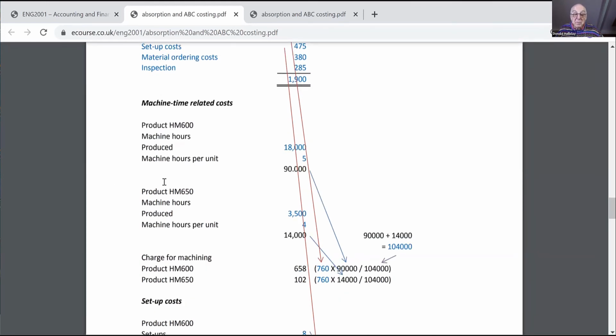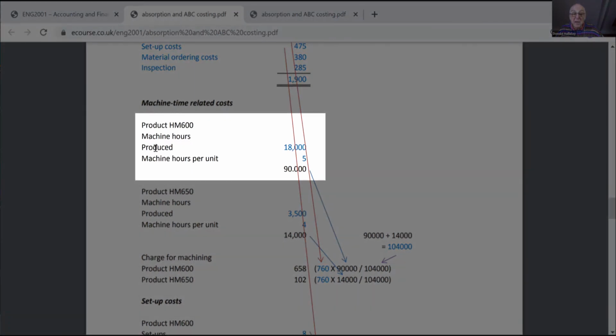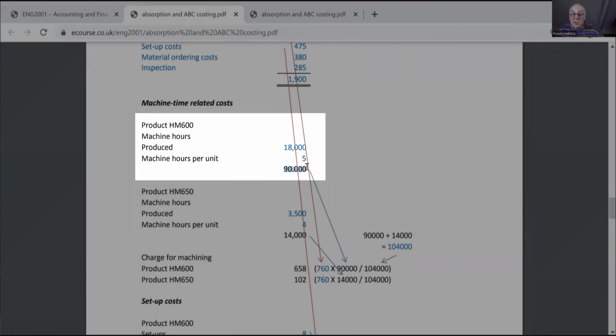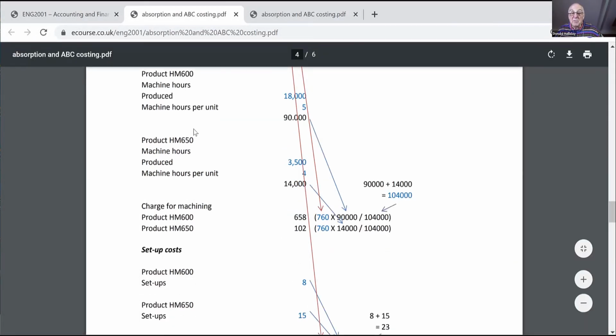We deal with each product in turn. We start off with the first product, HM600, and we start off with the number of units that we're going to be produced. We're given that, and we're also told that each unit is going to take 5 machine hours. So the total machine hours in production taken up by HM600 is going to be 90,000.